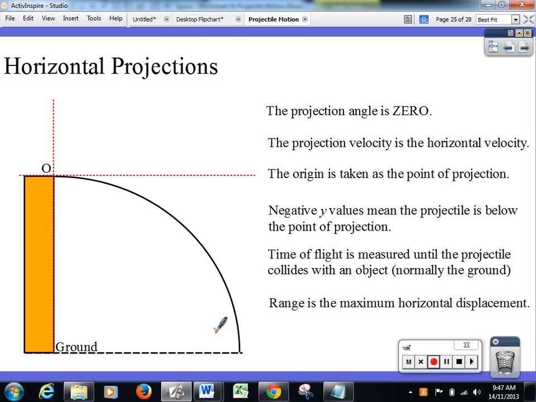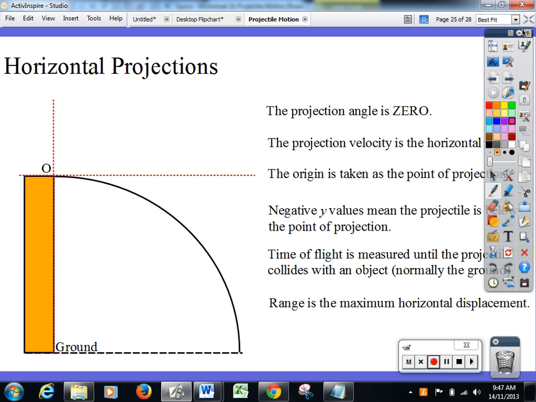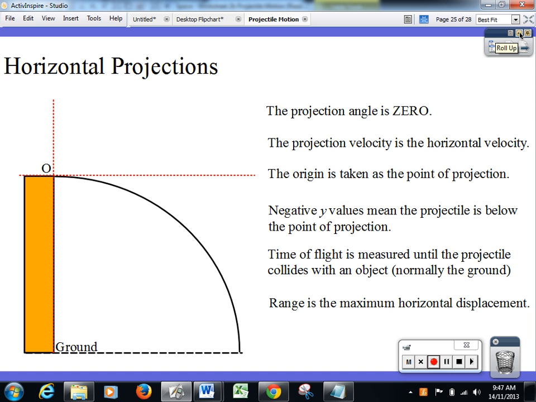But we treat this projection totally differently than a ground to ground. So you go, okay, ground to ground, I do it this way. Horizontal projection, I do it slightly differently. So, firstly, let's have a look at some of the features of a horizontal projection. The projection angle, firstly, is 0. So it's projected off here at that angle there.